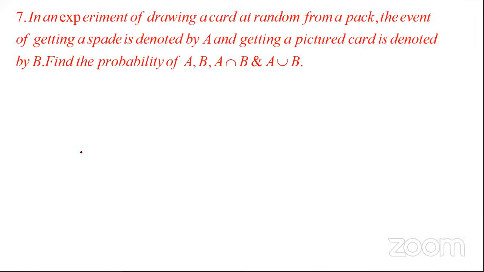Thank you. Next problem. In an experiment, drawing a card at random from a pack, the event of getting a spade is denoted by A, and getting a picture card is denoted by B. Then find the probability of A intersection B and A union B. So in an experiment, drawing a card.